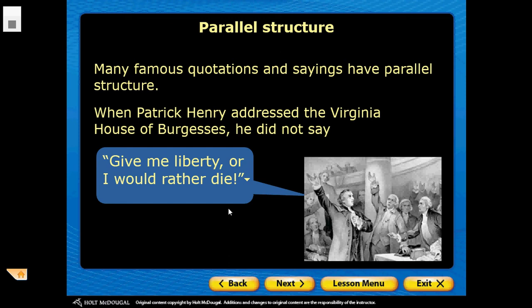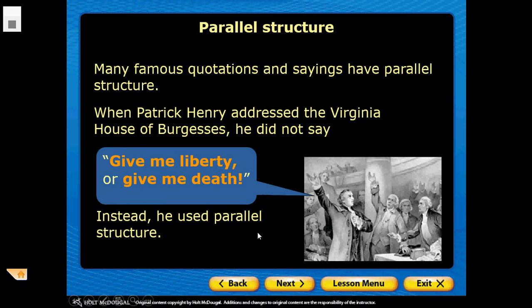How about you, Aziz? Can I answer this one? Yes. Give me liberty or give me death. Very good. What did you do here, Aziz, to have a parallel structure? I changed the second phrase so it is parallel to the first one. Very good. In what way? I'll hand you to Mr. Anthony to discuss it with you.